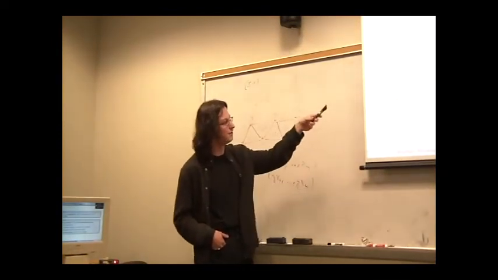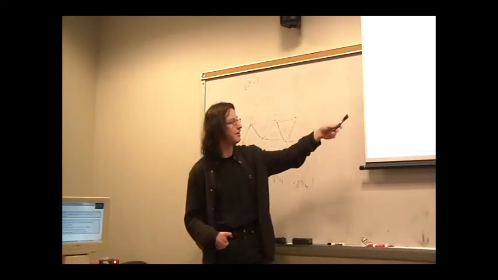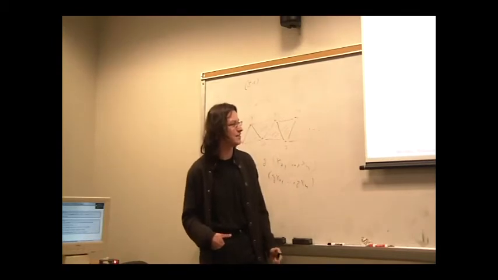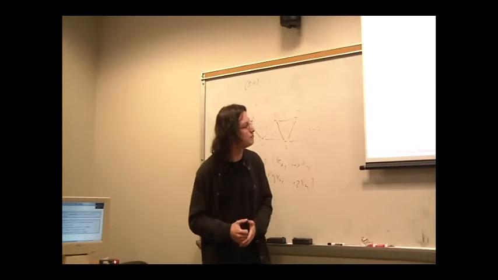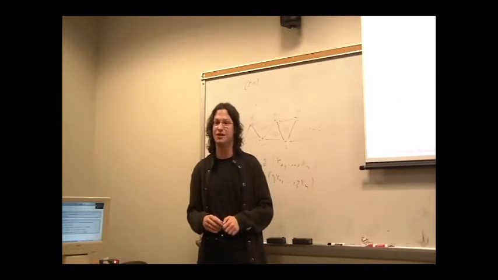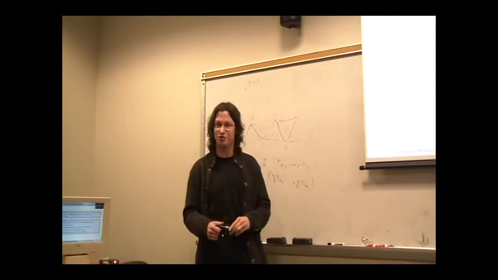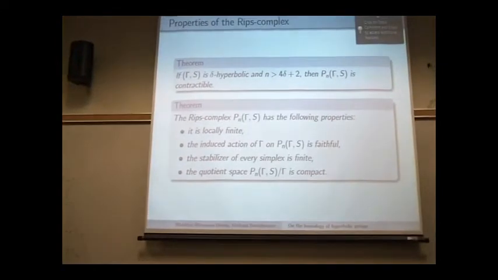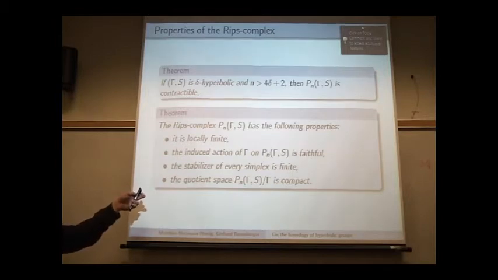And that's why torsion-free hyperbolic groups are nice. Because if every stabilizer is finite and our group is torsion-free, then every stabilizer must be trivial. And that's exactly the reason why we're going to give an algorithm just for torsion-free groups later on. Okay, and the quotient space is compact. This quotient space is going to be the Eilenberg-MacLane space in my talk later on.